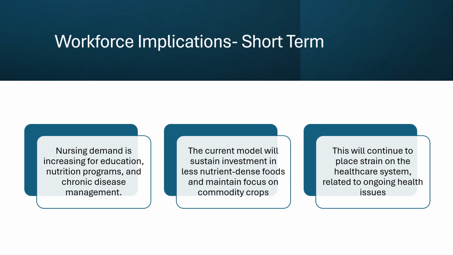There will also be, if we continue with our current farm subsidy model, sustained investment in those less nutrient-dense foods and a primary focus on those commodity crops, like I said before, the corn, the soybean, and the cotton, which aren't nutrient-dense foods. We need to be focusing on our fruits and vegetables that are nutrient-dense and would help with our population and the overall wellness of our communities.